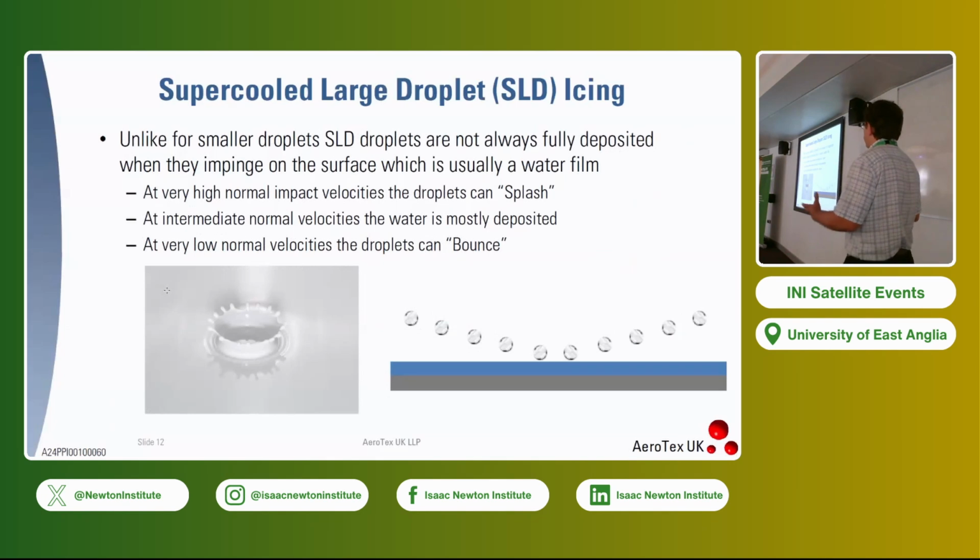So most of the time with the supercooled, for standard droplet icing, you just assume all the water is collected on the wing. You've got a film of water or ice and it just impacts on the wing. But under supercooled large droplet conditions, you get two different conditions. At a very high normal velocity to the surface, you get the splashing, and if you're at a very low angle, you get this glancing angle, and you get a bounce of the droplets off the surface.